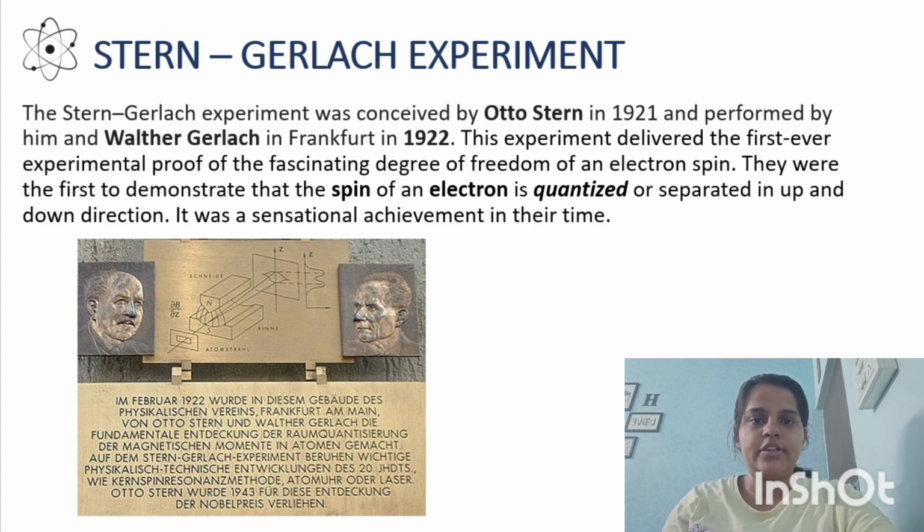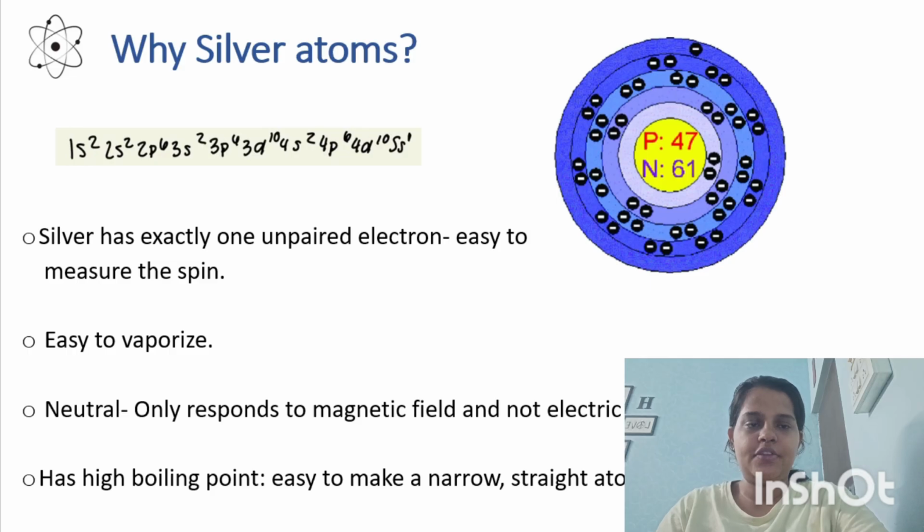about the atomic world? The key component of this Stern-Gerlach experiment was the oven, where the solid silver was heated to a temperature of about 1000 degrees Celsius, causing the silver atoms to vaporize and escape through a narrow slit. So the question arises, why only the silver atoms were used and not any other atom? So the first answer to this question is the silver atoms are easy to vaporize.